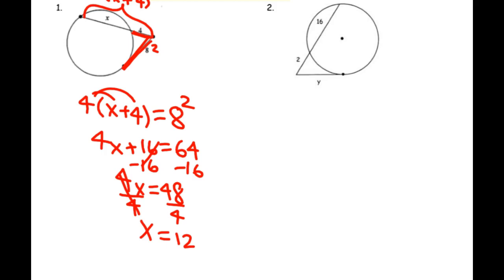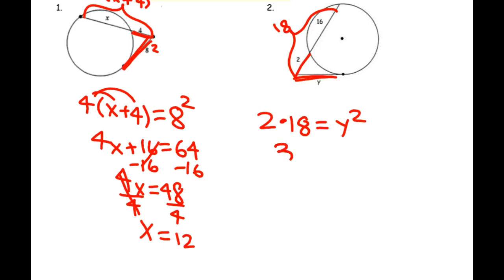Alright, number 2. Outside is 2. What's the whole thing? Not 16, but 18, right? So we're going to do 2 times 18 equals the tangent times itself, or the tangent squared. 2 times 18 is 36. And to get rid of that square, what do we do? Square root. Square root of 36 is 6.